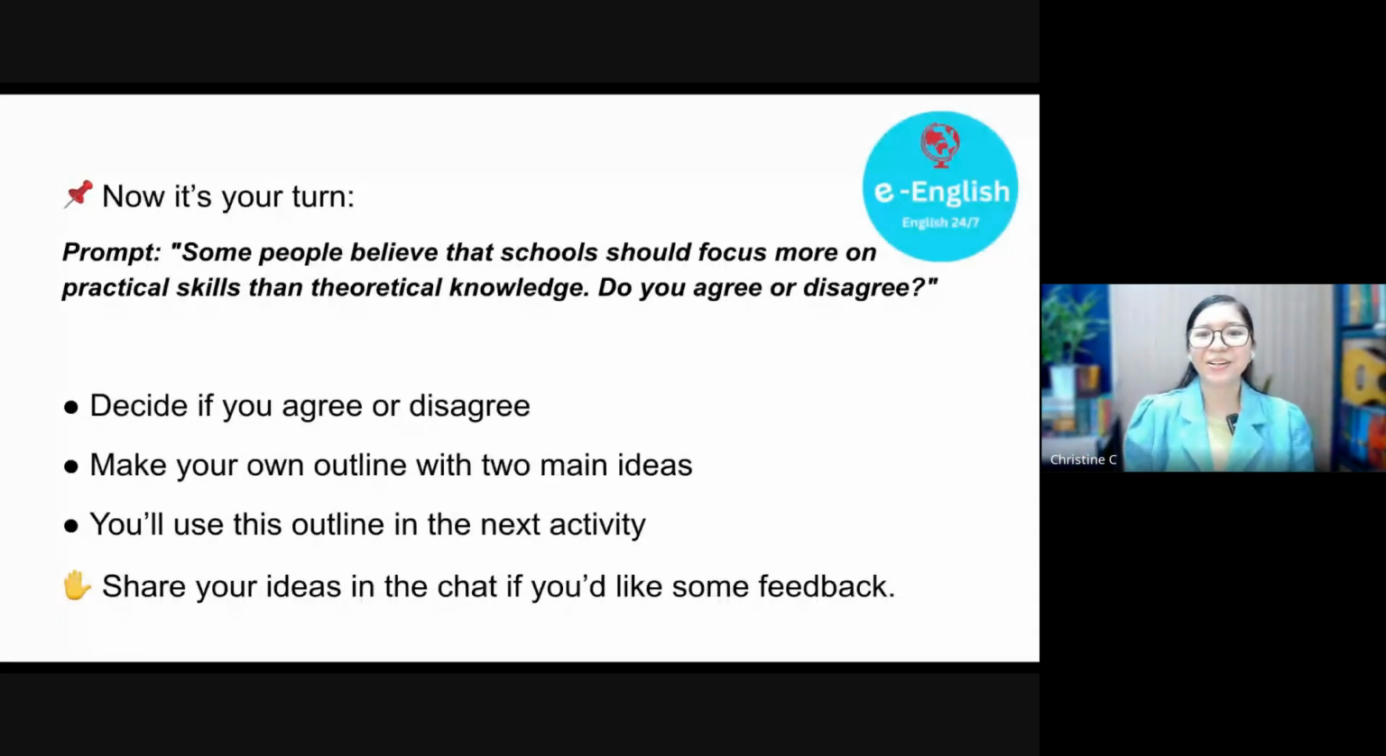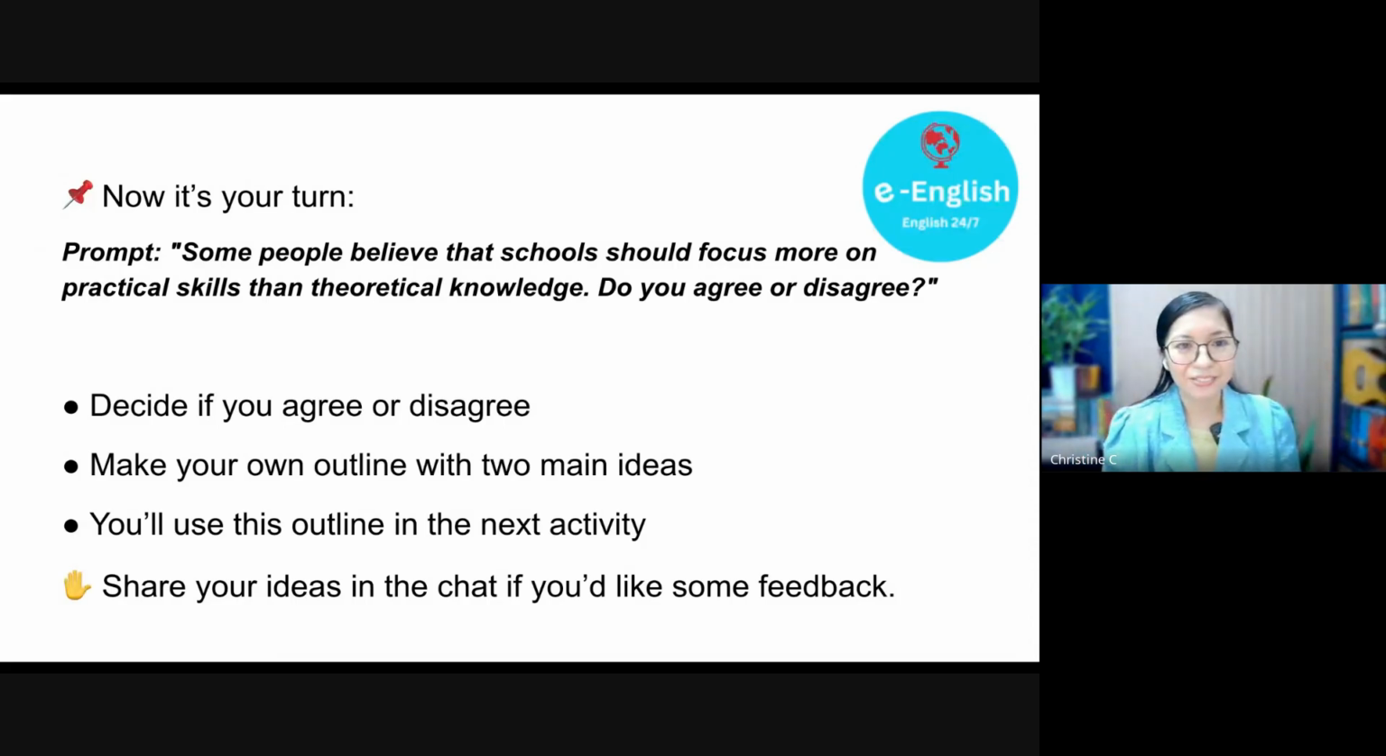Okay, now it's your turn. We have another prompt. We have the same prompt, sorry. Some people believe the schools should focus on practical skills rather than theoretical knowledge. Do you agree or disagree? First, decide if you agree or disagree. Make your own outline with two main ideas, like Shohel did earlier. We'll use your outline or your ideas in another activity later on. You can share your ideas in the chat if you would like some feedback.